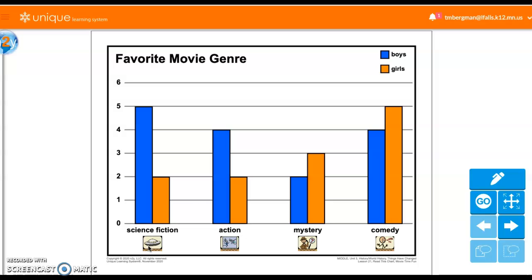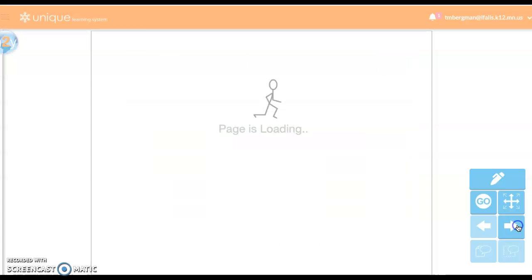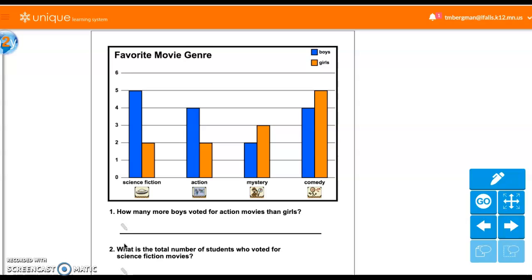And I'm not sure if you remember when we did this before, on a double bar graph, you can have two sets of data for each part. So for science fiction, we have the boys and the girls. Okay, action, boys and girls. Same thing for all of them. So let's see what this looks like. How many more boys voted for action movies than girls? So when we're looking here, we're only looking at the action movie portion.